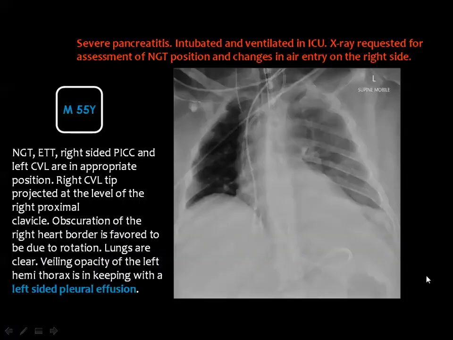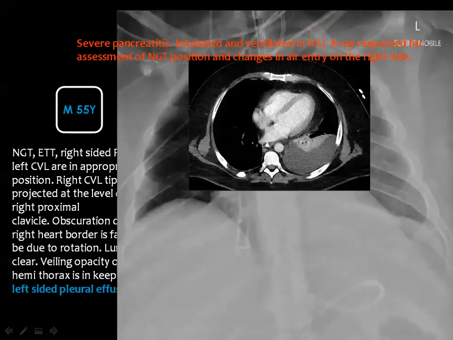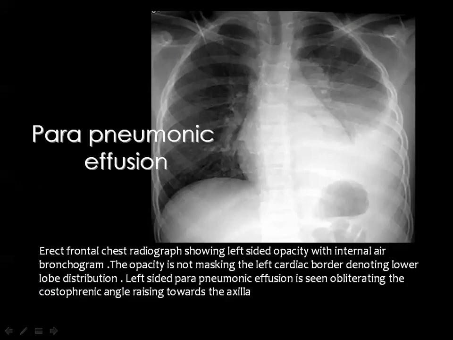And here you can see a markedly tilted chest radiograph, which is considered usual in ICU patients. This patient had severe pancreatitis, and the X-ray was requested to assess the position of the nasogastric tube and the changes in air entry on the right side. But here you can see some veiling and opacity in the left lower lobe with obliteration of the costophrenic angle, suggesting the presence of pleural effusion. Then a CT scan showed the presence of pleural effusion and underlying consolidation.